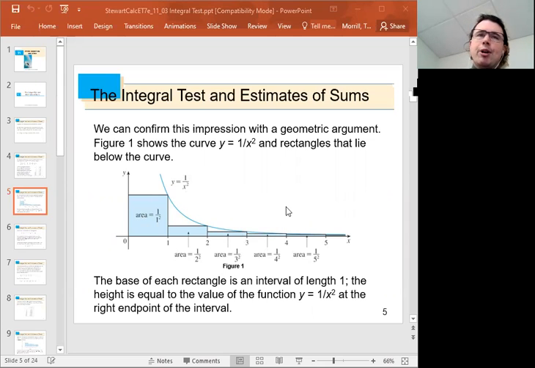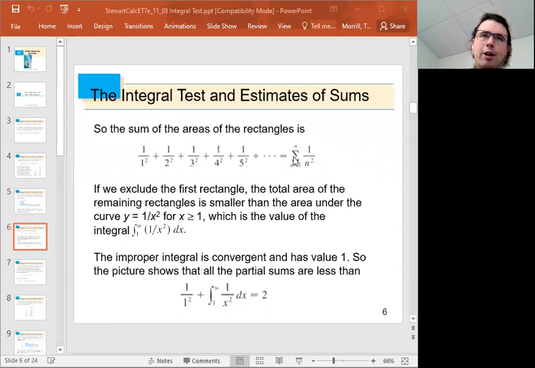All I did was I took the formula for the series, right, 1 over n squared, and I said, well, I could probably do that formula for numbers which aren't just integers. I could do that for any real number x.